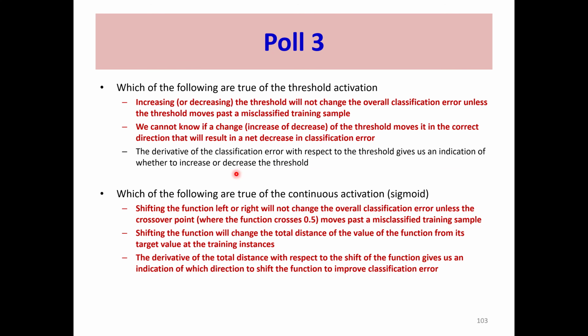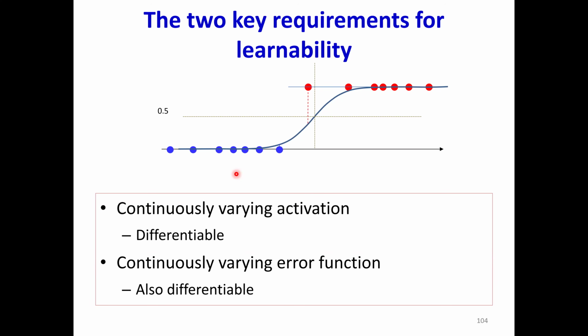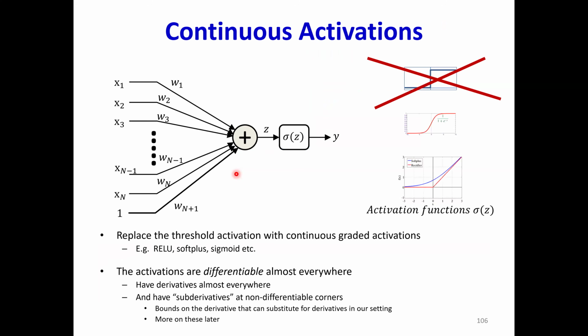So it's a very beautiful idea. And so here are the two ideas we've got. We've got a continuously varying activation, which is differentiable, and a continuously varying error function, which is also differentiable. And by differentiable, we mean that we are able to compute how much the value of the function changes for a small change in the input. And this is key. So the continuously varying activation is differentiable, which means that instead of using a threshold activation, we are going to use other kinds of activations. I've shown you a sigmoid, but anything that actually varies continuously with the input works. And you want the function to be differentiable, with non-zero derivatives almost everywhere.